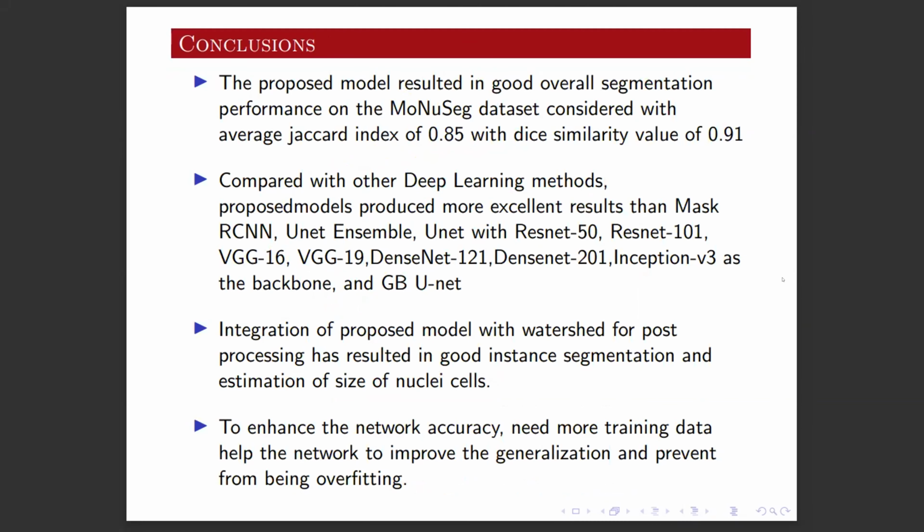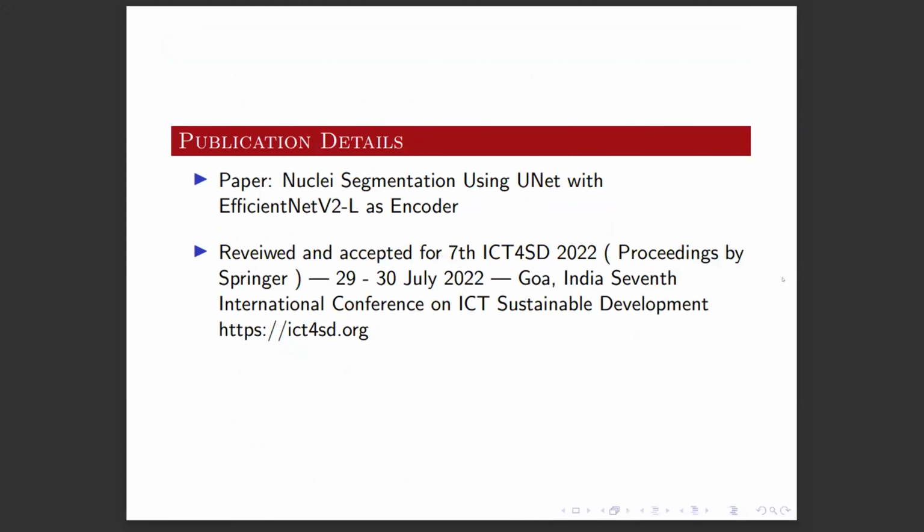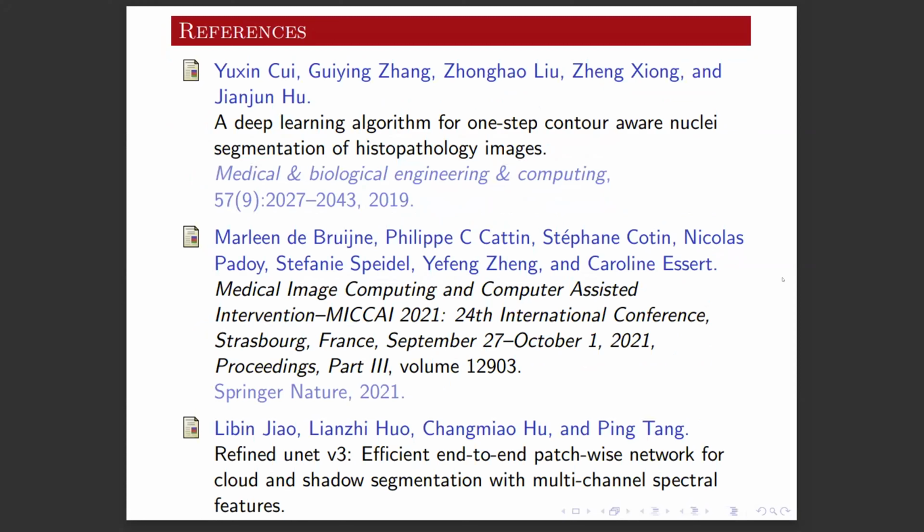Coming to the conclusion, the proposed model resulted in good overall segmentation performance on the MoNuSeg dataset, with an average dice index of 0.85 with a similarity value of 0.91. Compared with other deep learning methods, the proposed model produced better results than Mask R-CNN and U-Net ensembles with ResNet 50, ResNet 101, etc. Integration of the proposed model with watershed for post-processing has resulted in good instance segmentation and estimation of the size of nucleus cells. And to improve the generalization of the network and prevent overfitting. These are the references. Thank you.